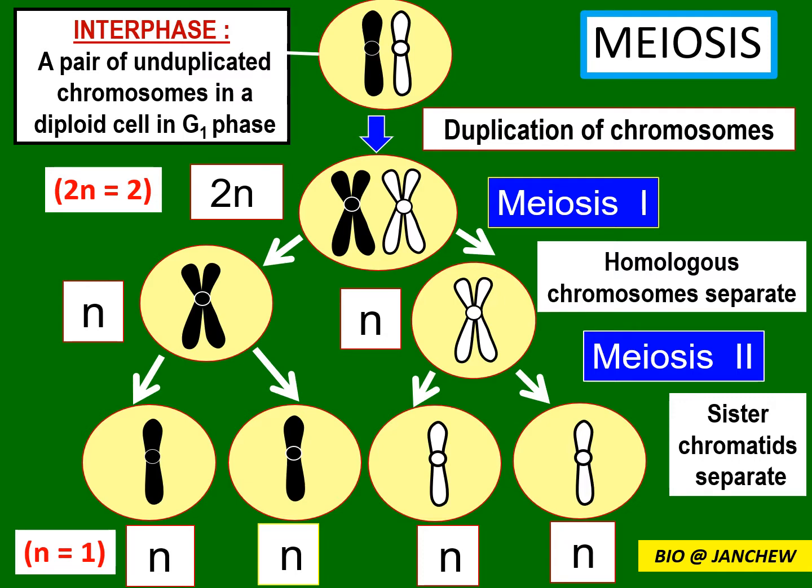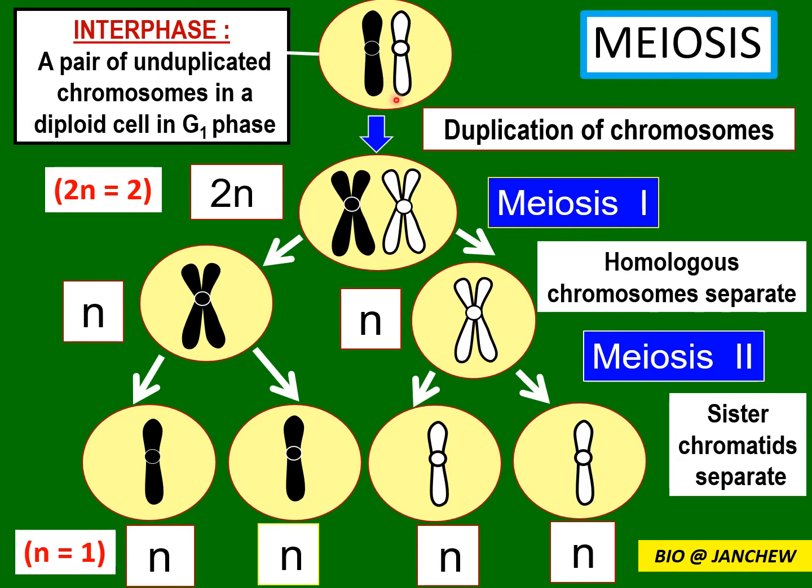Let us briefly discuss what happens in interphase and in the process of meiosis. So this is a brief explanation on meiosis, and that is what happens in meiosis 1 and 2. If you are not very sure about the process, do not worry, as there will be a second video coming up on the more detailed explanation about the process of meiosis.